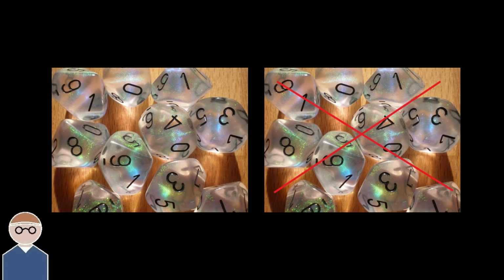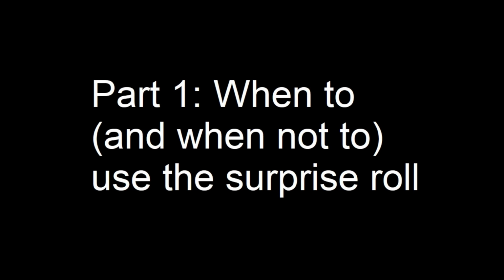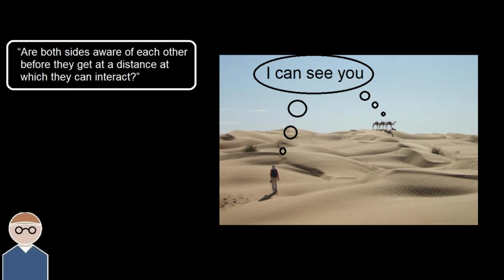So, I think we should start off by talking about when and if we should use the surprise roll in an encounter. For this, I think a flowchart is a good way to explain things. Even if you don't use it in game, it still explains the thought process behind if and when you should roll for surprise. So, the first thing we should determine is, are both sides aware of each other before they get at a distance at which they can interact?